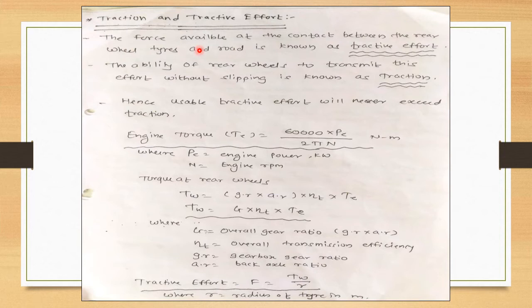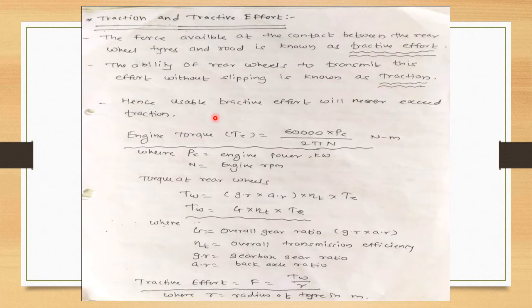The force available at the contact between the rear wheel tires and the road is known as tractive effort. Simply, the force available at the contact between the drive wheel tires and the road is known as tractive effort. The ability of the rear wheels to transmit this effort without slipping is known as traction.